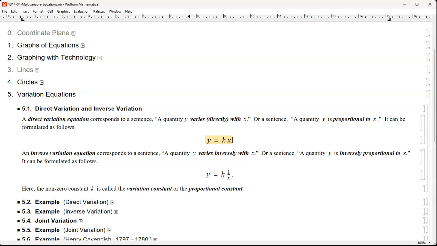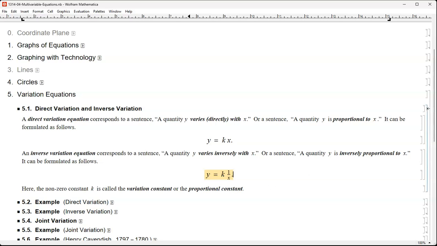Inverse variation is y equals k times 1 over x. We say quantity y varies inversely with x or is inversely proportional to, those kind of terms. Again, k is called the proportional constant. No addition, no subtraction, this is important. Multiplication, then it's called direct variation. Division, then it's called inverse variation, or multiplying the reciprocal.